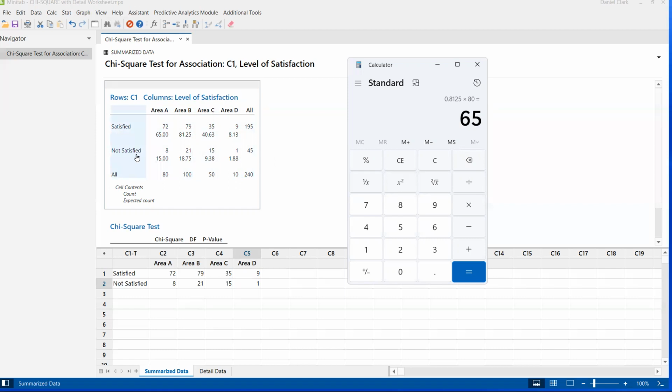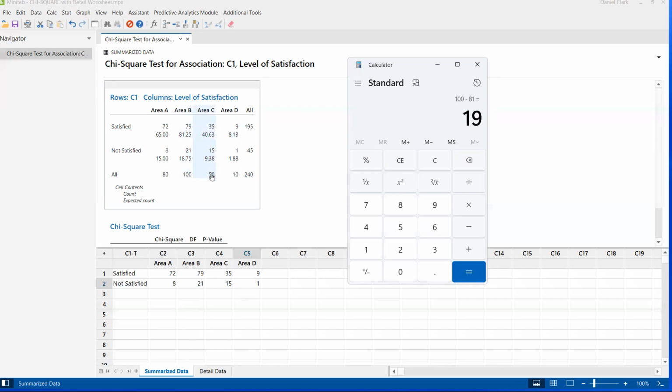If you look down here, the converse would be true, right? If 81% of our customers are satisfied, then we would say that about 19% of our customers should be dissatisfied. So out of 80 customers, 19% would be 15 customers. We saw 8. That's fewer than expected dissatisfied customers. In area B, we would have expected 18.75 dissatisfied customers, and we saw 21. It's a little bit more than expected.